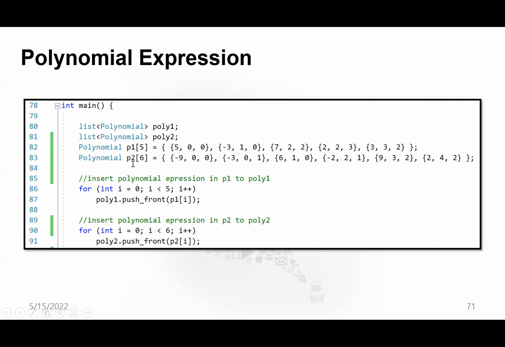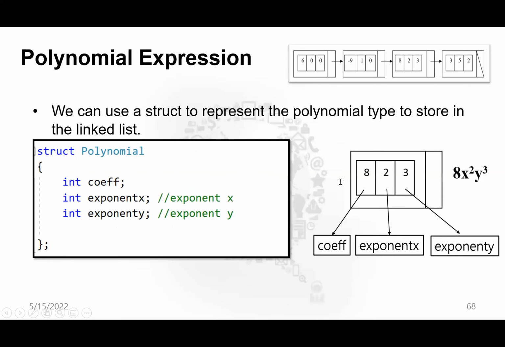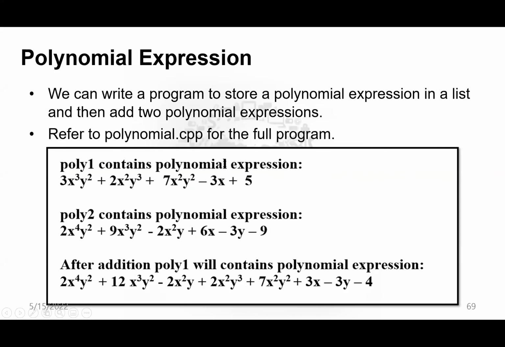Then these arrays P1 and P2, right? This P1 means the first polynomial expression that I have, with only 5 expressions. My example is using this one, 3x2, 3x3y2, then plus 2x2y3, 1, 2, 3, 4, 5. Okay, so how do I represent these 5 expressions in the array? It will be something like this.